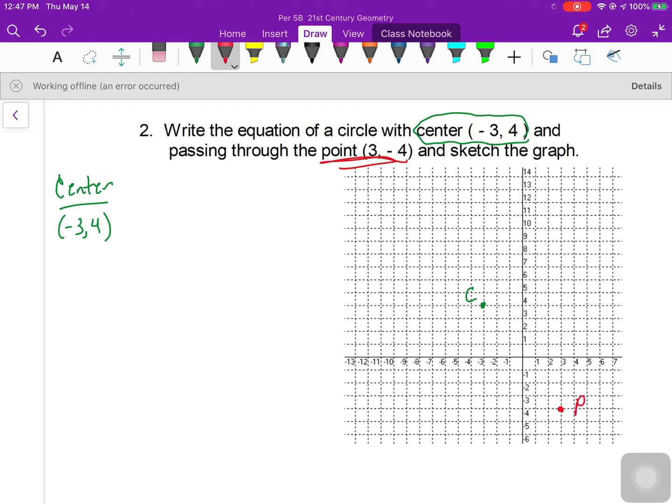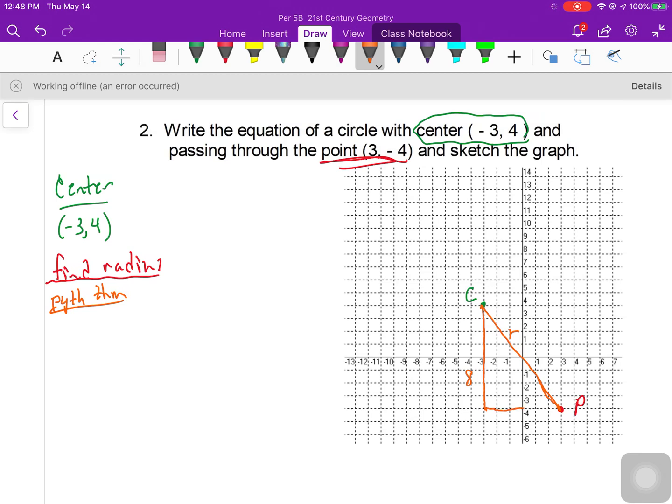So over 3 and down 4. 1, 2, 3, 4. That puts me right here. That allows us to find the radius, and that's what we need to do next. There are two ways we can find the radius. One way is to use the Pythagorean theorem. The way we can use it is, we want to know this distance from the center out to that point P.